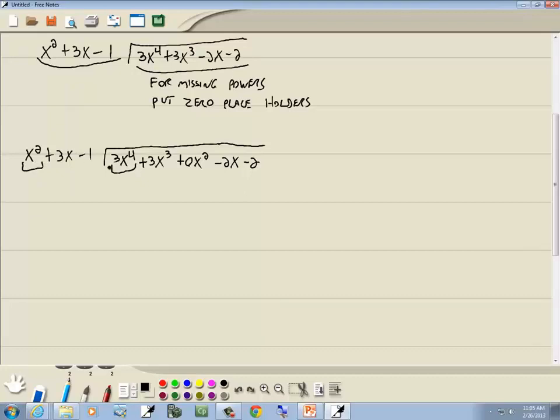Well, we look at the first term of each. You ask yourself what times x squared gives you 3x to the fourth, and that would be 3x squared. Whatever you put up on top, you multiply by what's out in front. So we're going to take 3x squared times x squared plus 3x minus 1. 3x squared times x squared gives us 3x to the fourth. 3x squared times 3x gives us 9x to the third. 3x squared times negative 1 gives us negative 3x squared. And let me write those down.